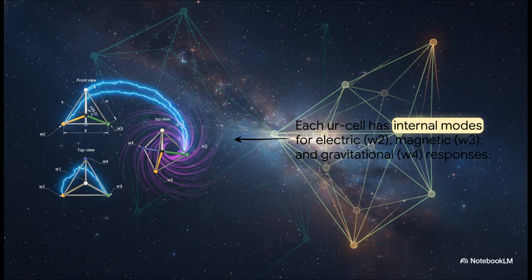But here's where it gets really cool. The Ur cell isn't just a static speck. It's more like a tiny, multifaceted crystal. It can vibrate, it can twist, it can compress, all in these hidden internal ways called modes. So a vibration in one direction, the W2 mode, is what we experience as electricity. A little twist, the W3 mode, that's magnetism. And when it gets squeezed or expands, the W4 mode, well, that's what we feel as gravity.